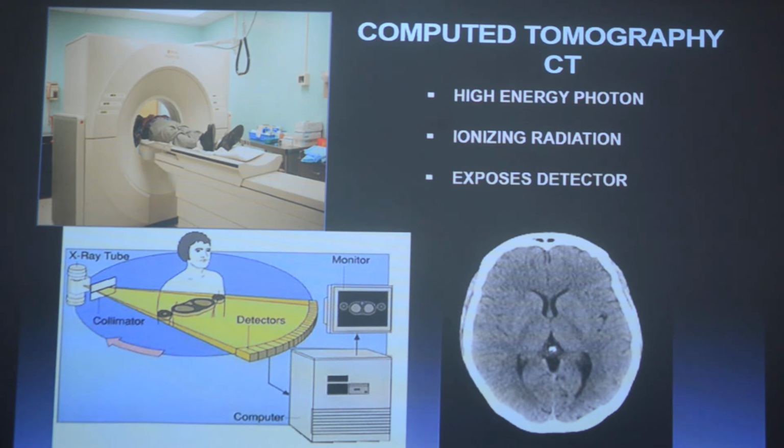Now the beauty of CT is, unlike the X-rays, it can also differentiate between the soft tissues. So this is why we use it in the ER setting. We can differentiate between the hemorrhage and the soft tissues.